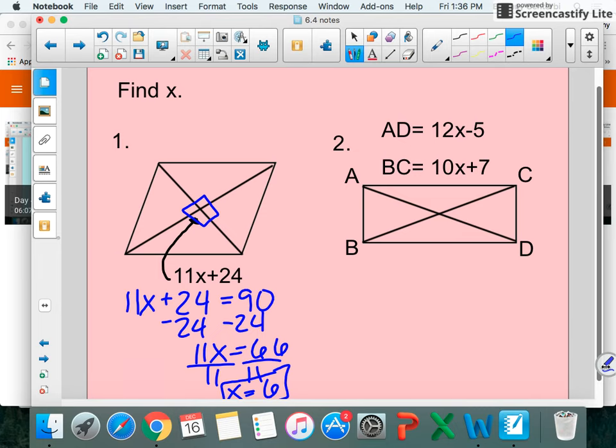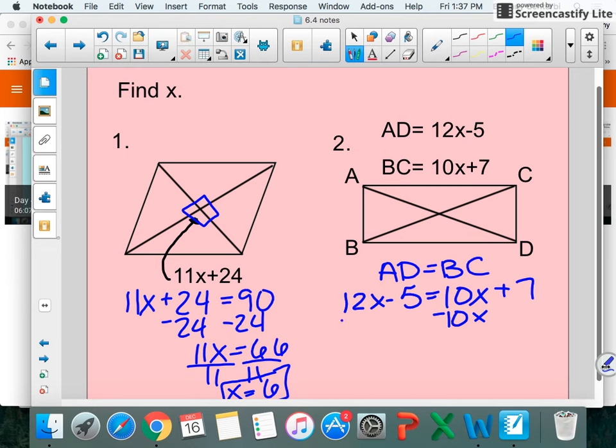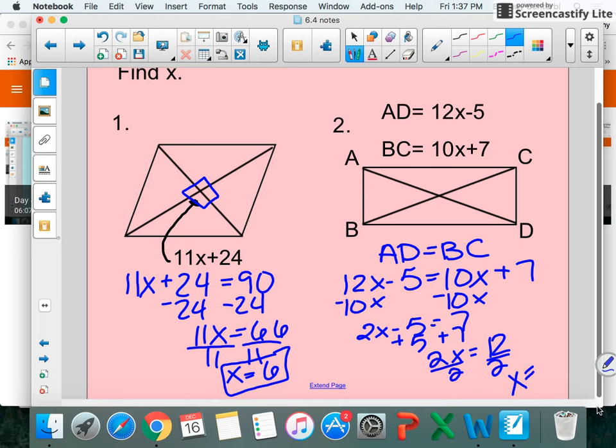Now for number 2, I'm given a rectangle. And remember what we know about rectangles is that their diagonals are congruent, meaning that they are equal to each other. So I'm going to set AD equal to BC, and I'm going to plug in from there. So I'm going to do 12x minus 5 equals 10x plus 7. I'm going to subtract 10x from both sides. So I get 2x minus 5 equals 7. Add 5 to both sides. I get 2x equals 12. Divide by 2. And we get x equals 6 again.